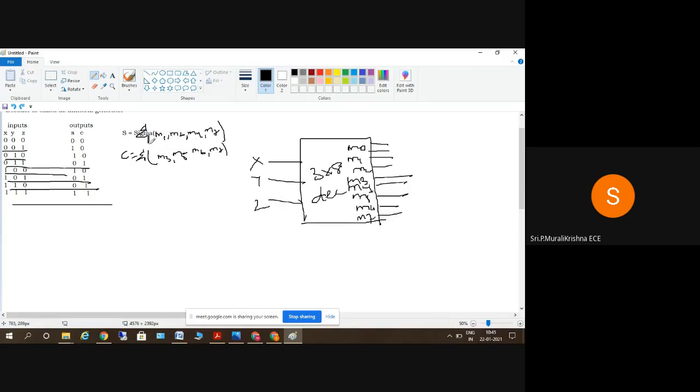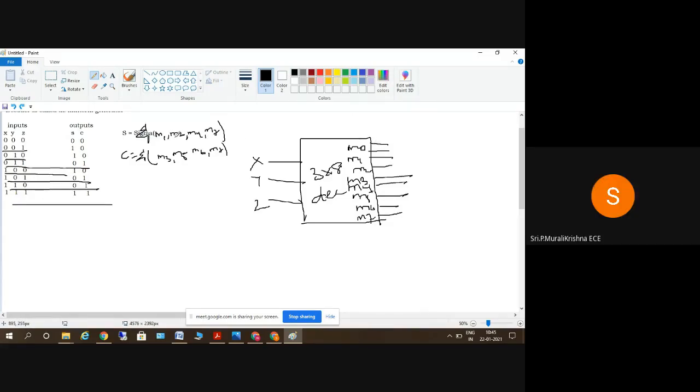Okay, so what is sum here? So S is equal to sigma. What is the meaning of sigma? Summation of minterms M1, M2, M4 and M7. So we have to add all these minterms M1, M2, M4 and M7. So adding is done with the help of OR gate. Yes or no?